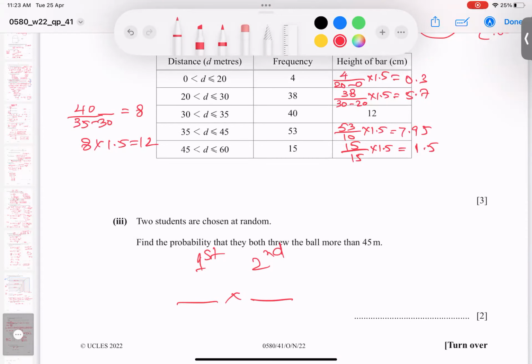Total students are how many? You know it well, 150. So 15 students are more than 45, so keep 15 on top. When I find the other one, one reduces here and one reduces here. Here I got 14 and here 149. Why? Because whenever a selection comes, one student is reduced from the top and one from the bottom. I hope it's clear. And this answer finally is 7 over 745.